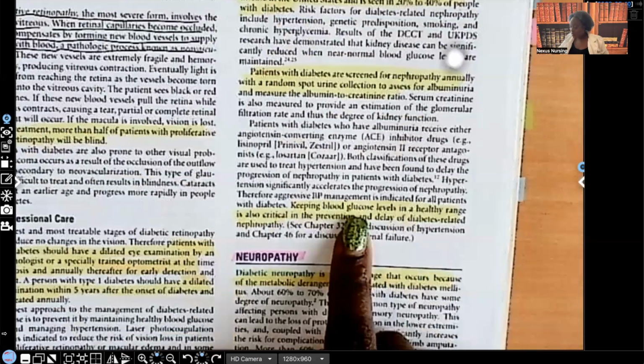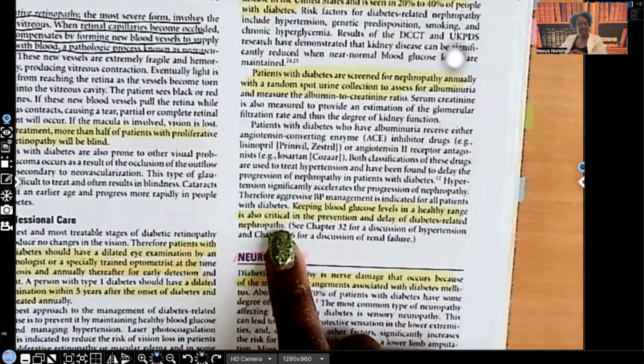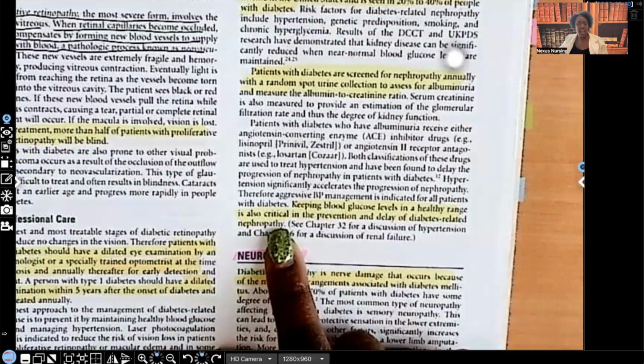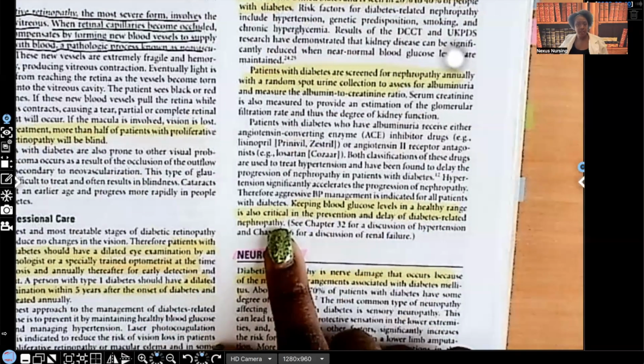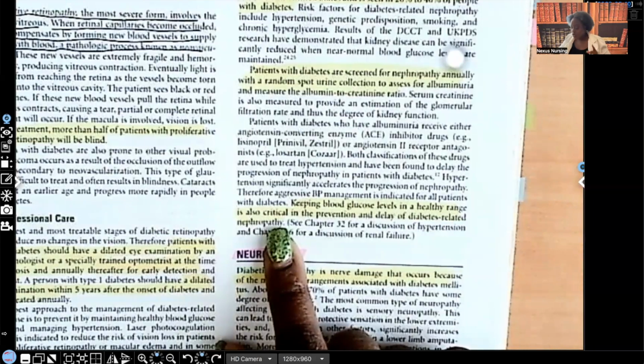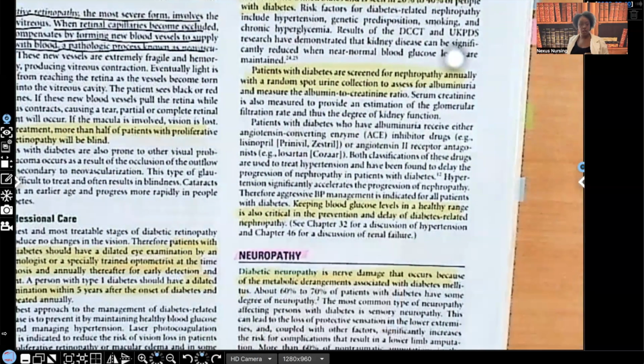Keeping the blood glucose levels in a healthy range is also critical. Look at that word, guys. Remember, I gave you a list of words. When you're studying and you see those words, you better stop and pay attention because it's very important. Isn't that one of those words? Critical, important, essential. Keeping blood glucose levels in a healthy range is also critical in the prevention and delay of diabetes-related nephropathy. All right, let's move on to neuropathy.